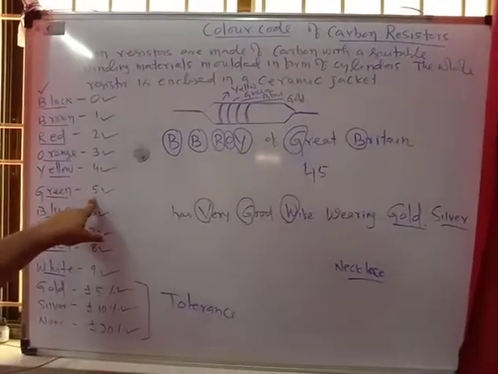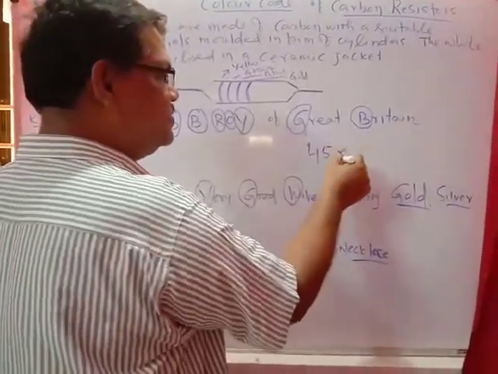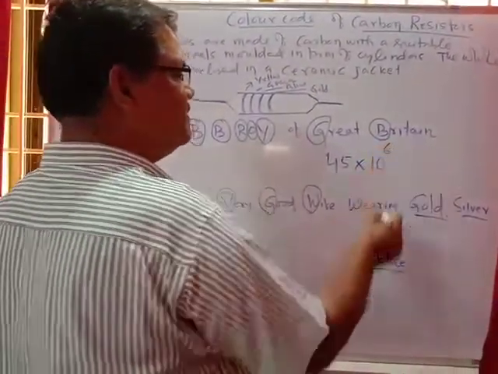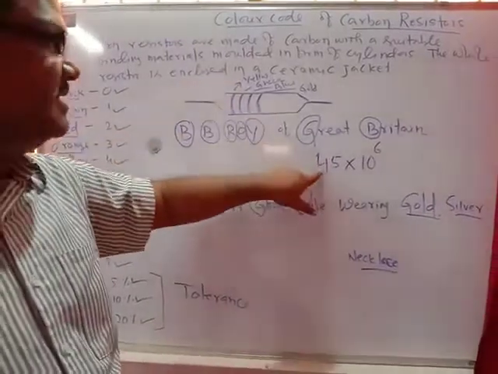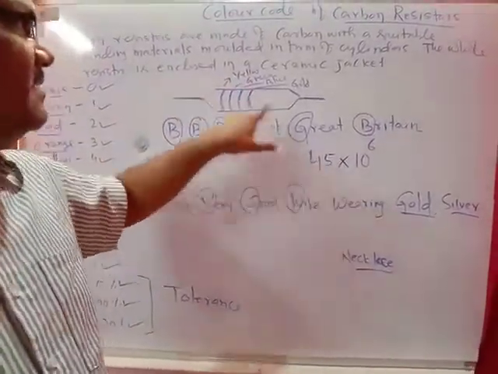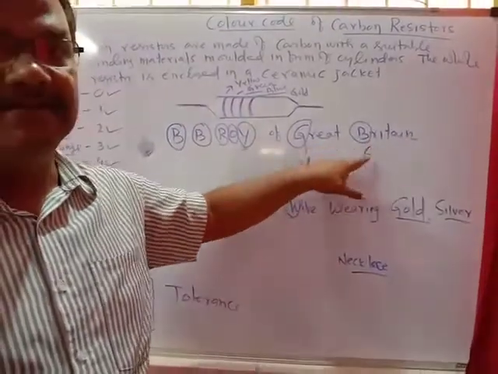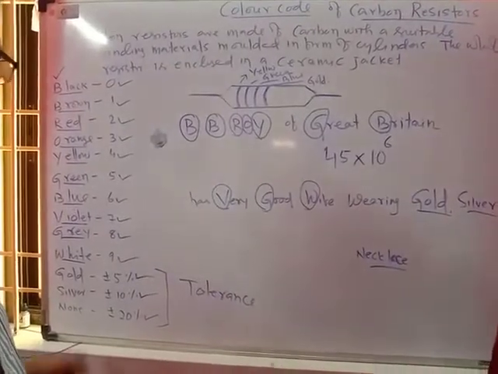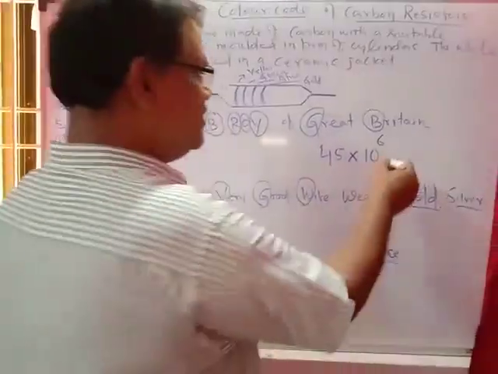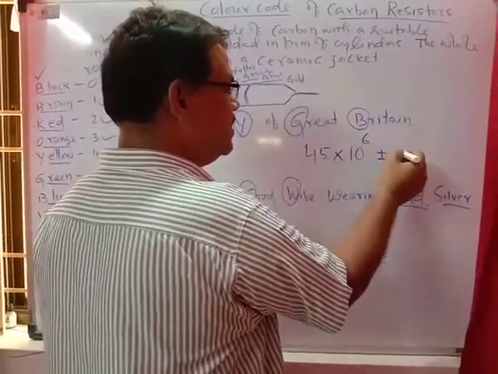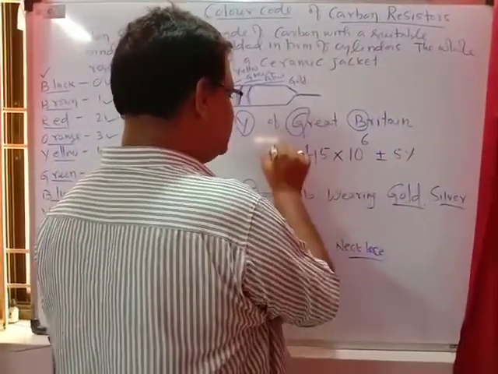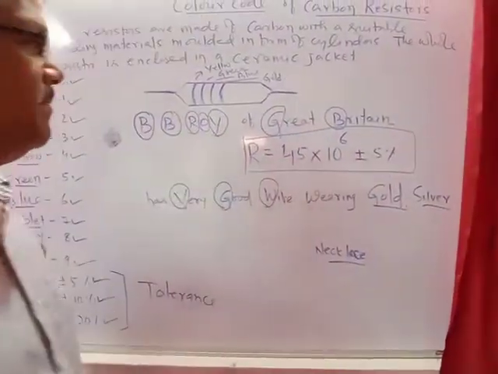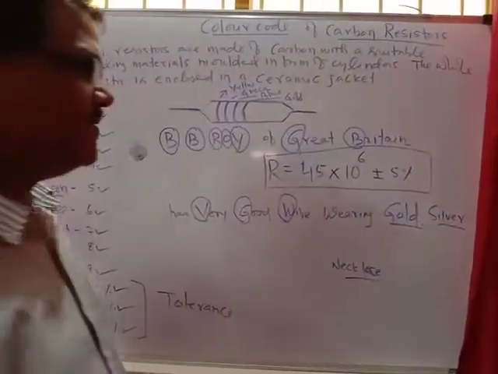And what does the third color indicate? The third color indicates 10 to the power of that code. Blue means 6, so 10 to the power 6. The first color indicates the first digit, the second color the second digit, the third color the power of 10, and the fourth color indicates the tolerance, which is gold, plus or minus 5%. So the resistance of this resistor equals 45 into 10 to the power 6 plus or minus 5% ohm.